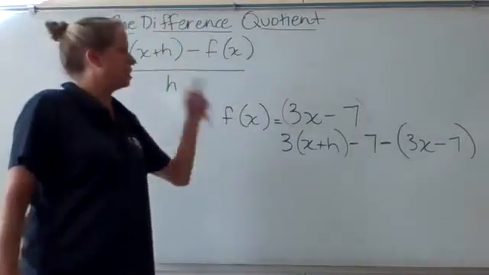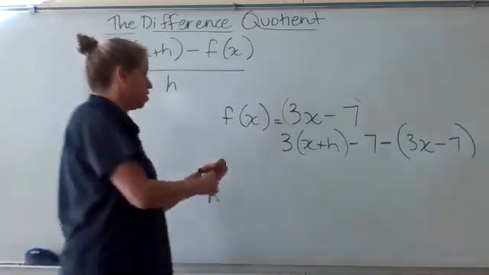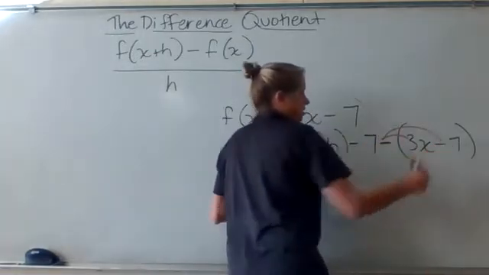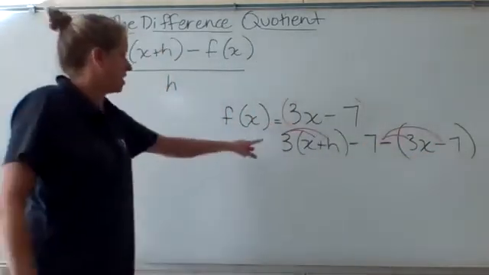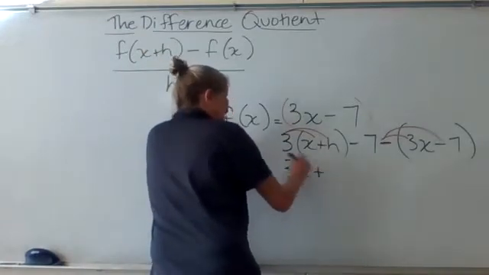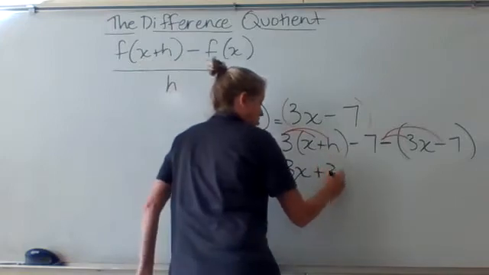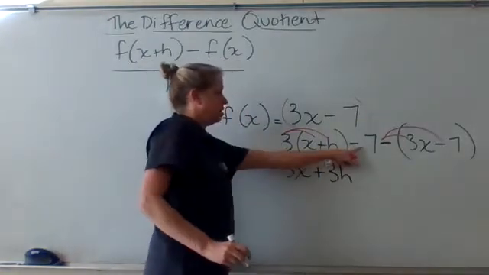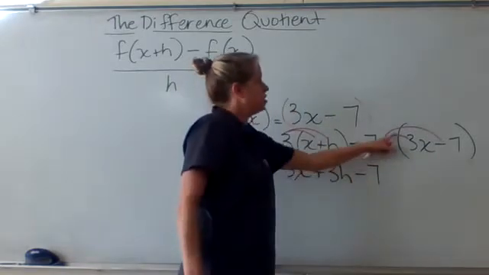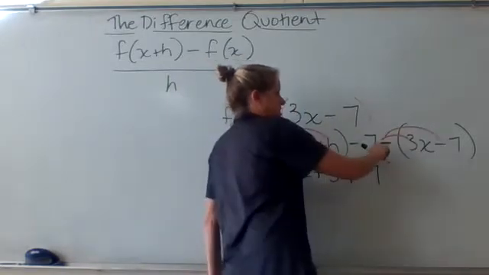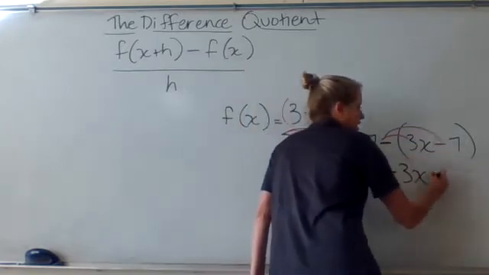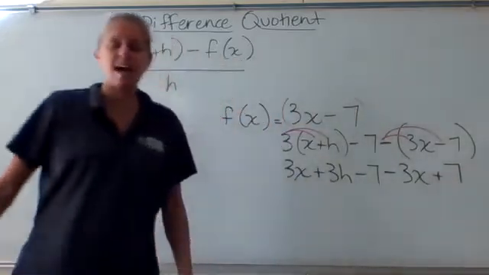So first of all, let's clean this up by distributing the 3 here and distributing that negative here. So let's see, I have 3 times x, which gives me 3x, plus 3 times h, which is 3h. Bring down my minus 7. Distribute this negative to remove those parentheses. So I'm going to have minus 3x, and then this negative turns that negative into a positive 7.